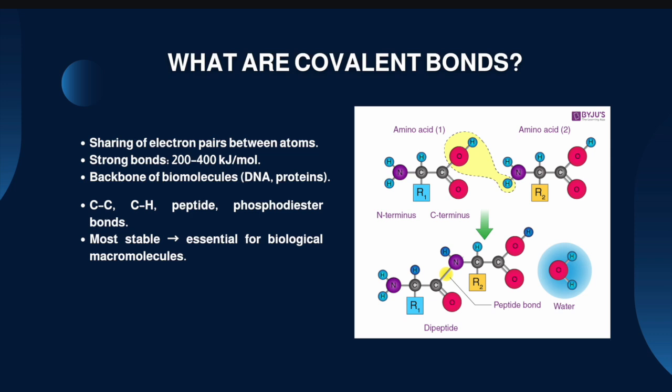So in the side diagram you can see the N terminal and C terminal of an amino acid. You can see that the peptide bond is shown here, and when a peptide bond forms, a water molecule is released and these two amino acids form the peptide bond. This is a simple example of the covalent bond.